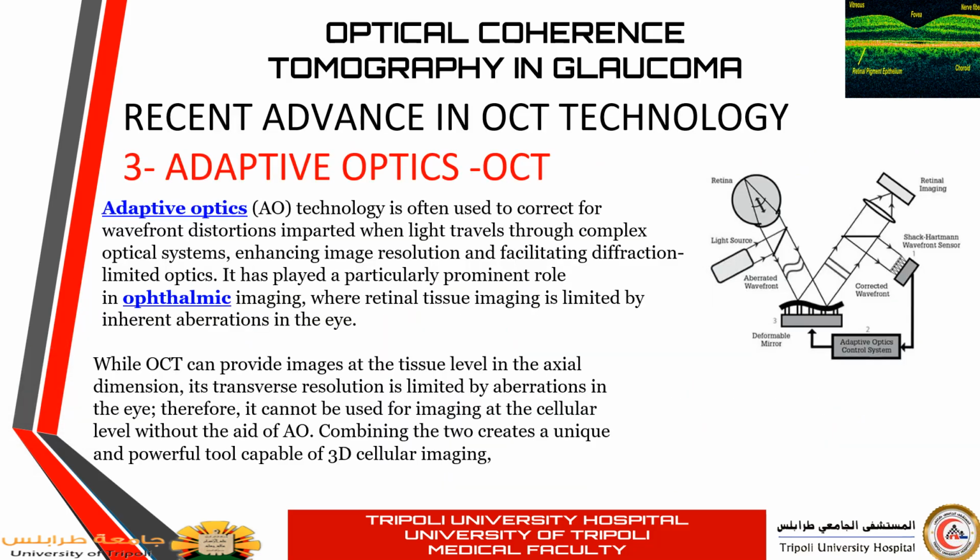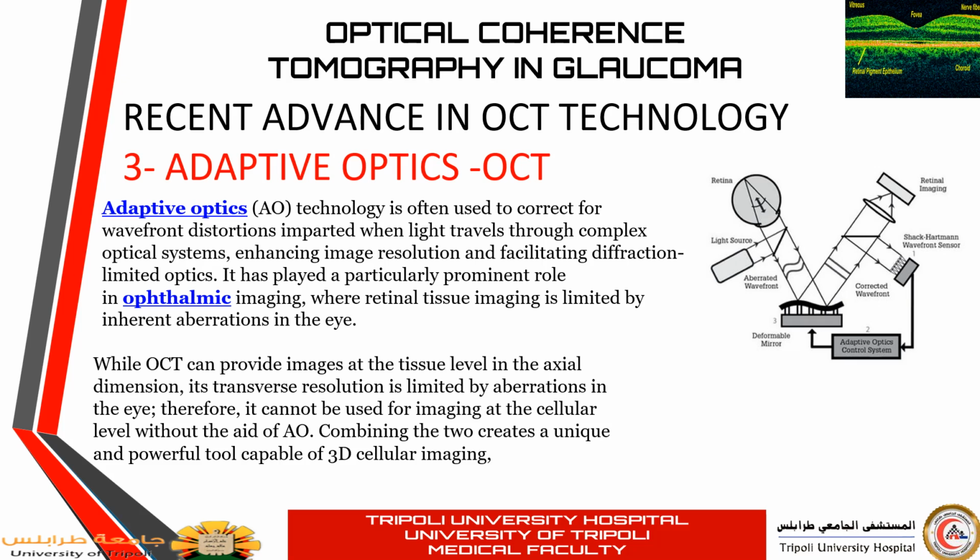Now, the third new advance in the OCT technology is what's named adaptive optics. Adaptive optics OCT means that, as you know, the OCT has an axial resolution and a transverse resolution. The axial resolution means the penetration, and the transverse resolution means the magnification in the field laterally. So the best OCT will have a very good axial resolution and a very good transverse resolution. But actually, in real practice this is not available. As the transverse resolution increases, the area to be scanned or seen by the OCT decreases.